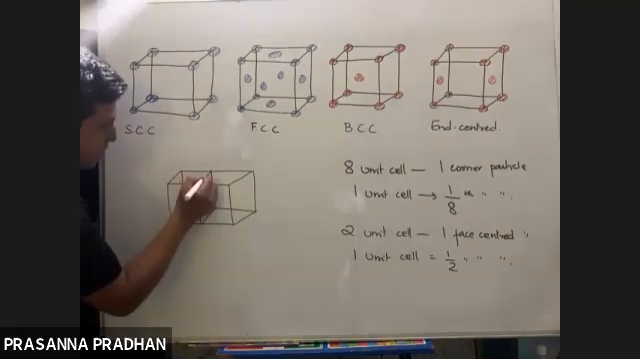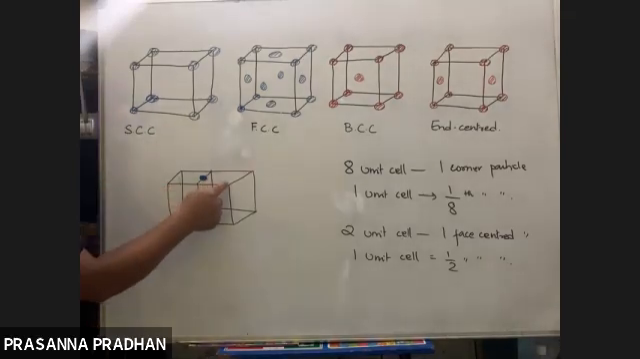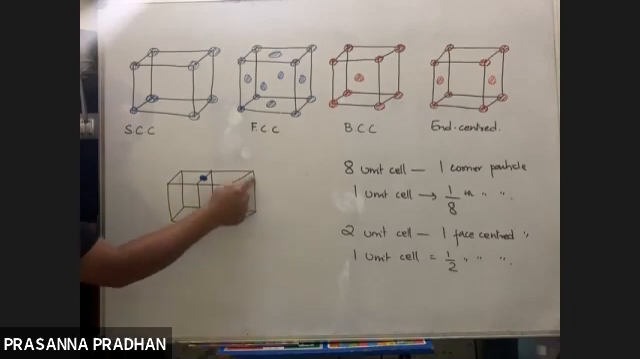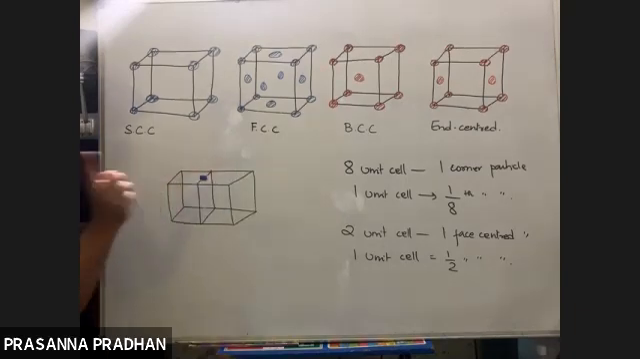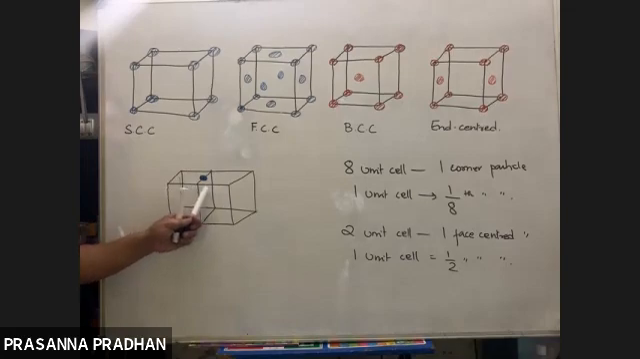Now I am rubbing this, and I am drawing a particle. Where am I drawing the particle? What are these known as? Edges. Where have I drawn the particle? At the center of an edge. So this edge-center particle is shared by how many unit cells?